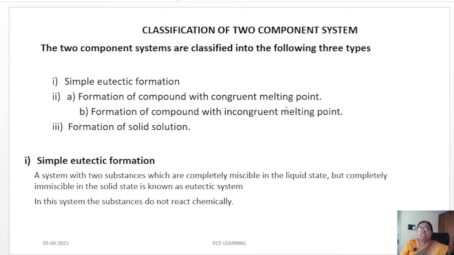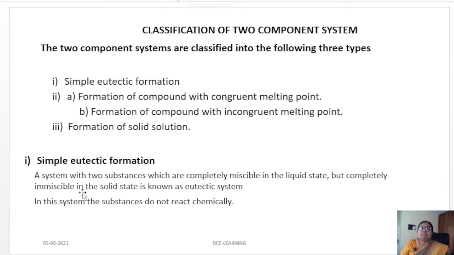Classification of two component systems. Two component systems are mainly classified into the following three types. First one, simple eutectic formation, whose examples we are going to study in the next session. Second one, formation of a compound with a congruent melting point and a compound with an incongruent melting point. And third, the formation of solid solution.